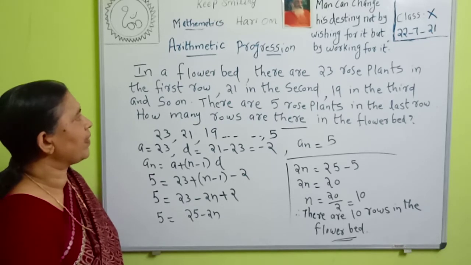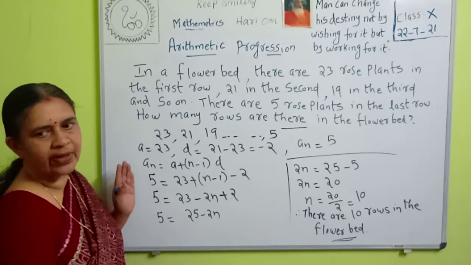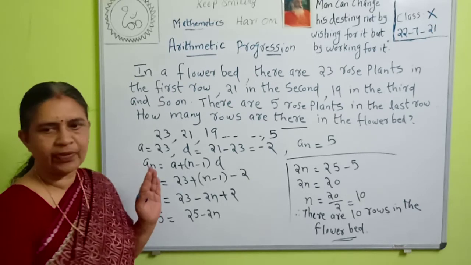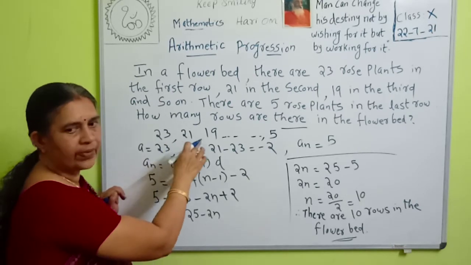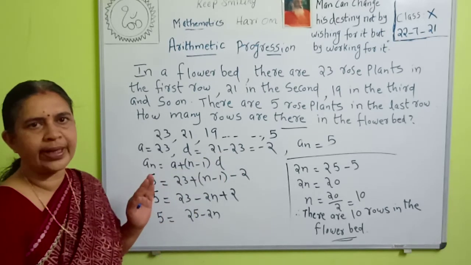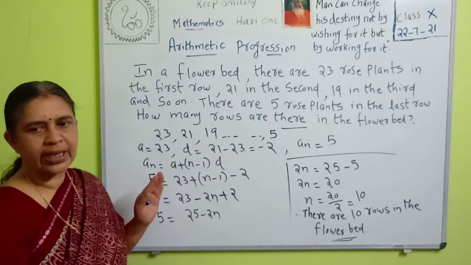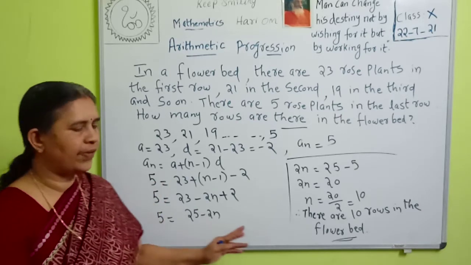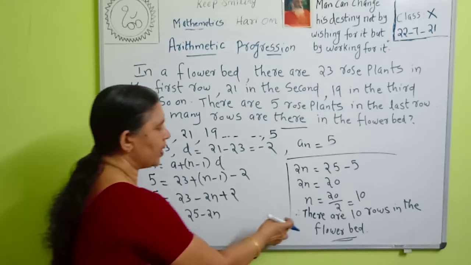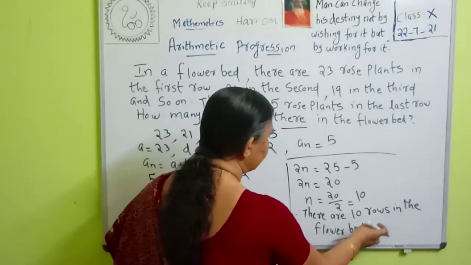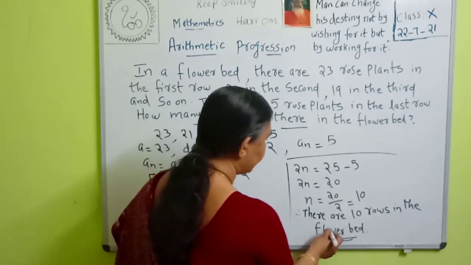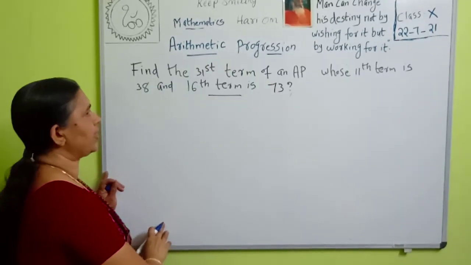So, in a flower bed, there are 23 rose plants in the first row, 21 in the second, and 19 in the third. Therefore, we form an AP 23, 21, 19, etc. up to 5. Then we find the value of n. How many rows are there in the flower bed? Therefore, the number of rows in the flower bed is equal to 10. Okay. Next question.